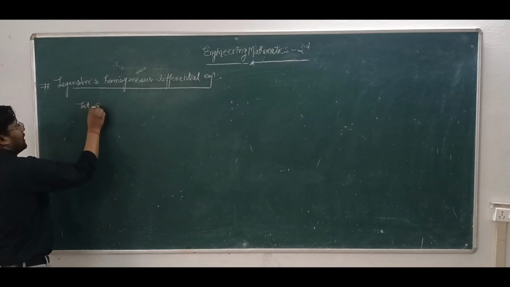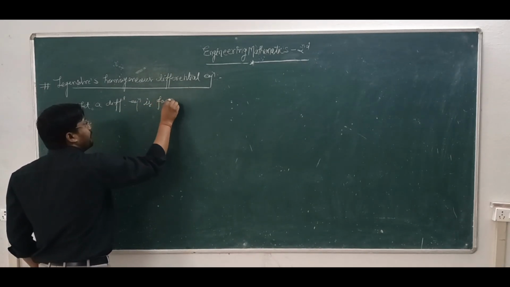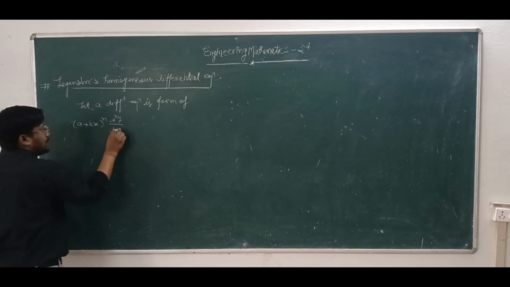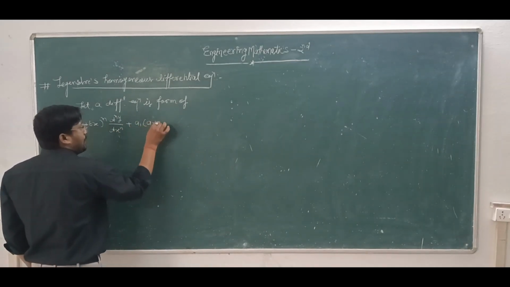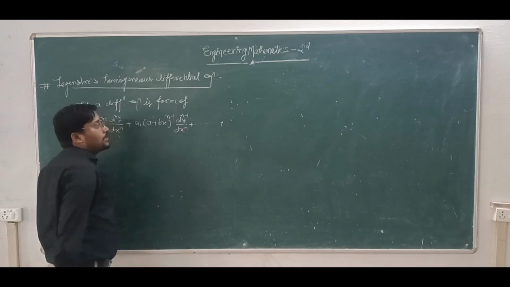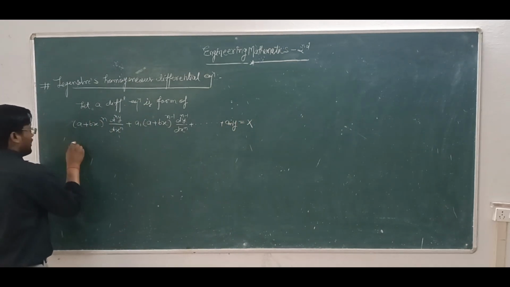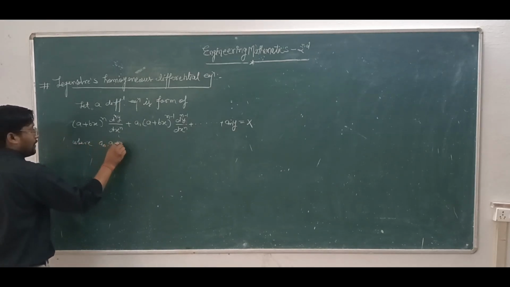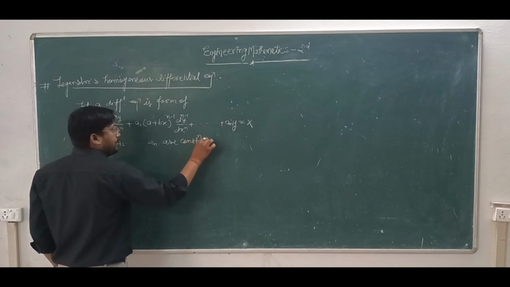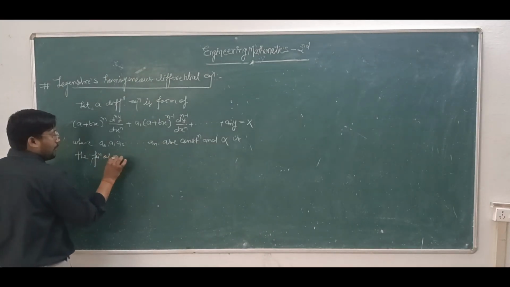Let a differential equation be of the form (a plus bx) to the power n d^n y by dx^n plus a1 (a plus bx) to the power n minus 1 d^(n-1) y by dx^(n-1) plus and so on, plus an y is equal to capital X, where a0, a1, a2, up to an are constants and X is a function of small x.